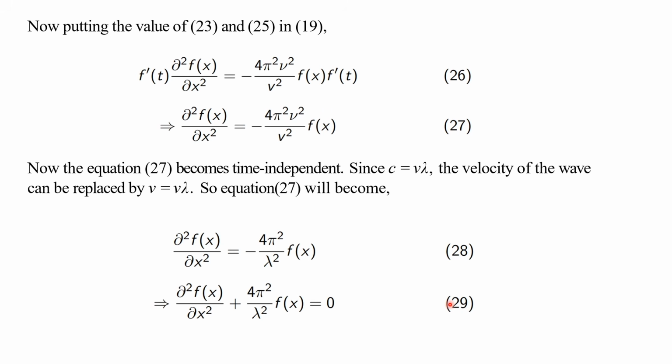If we do this, we arrive at this expression: del 2 f(x) by del x square is minus 4 pi square nu square by v square f(x). This is our equation 27. So equation 27 becomes time independent. See, there is no time factor here. Since c is nu times lambda, the velocity of the wave can be replaced by this expression. So equation 27 will become this. If we rearrange this, we get equation 29: del 2 f by del x square plus 4 pi square by lambda square f(x) gives 0.